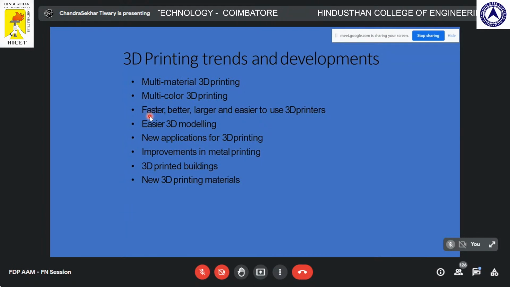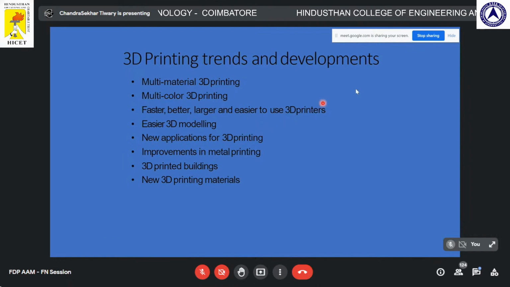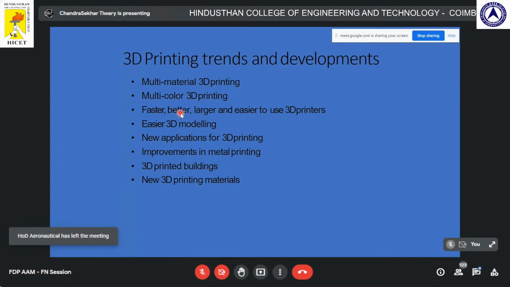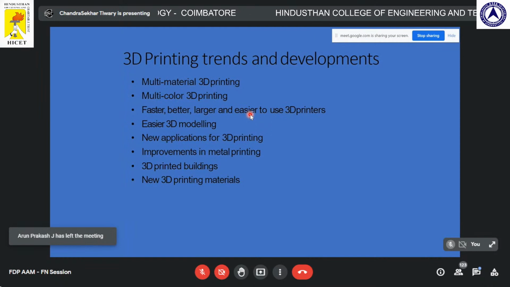The next is how we can print things faster, better, larger, and easier. If you look at printers five years back, you needed a good computer with certain capabilities. Today, the same printers offer printing over Wi-Fi or Bluetooth, and they have very small software which you can even use on your phone. All those features have come, and people are moving in that direction: how to make the printer faster, better in terms of resolution and capability, larger, since people are talking about printing houses, and easier, so you don't need a sophisticated computer. How can we print things with a smartphone, tablet, or handheld device?